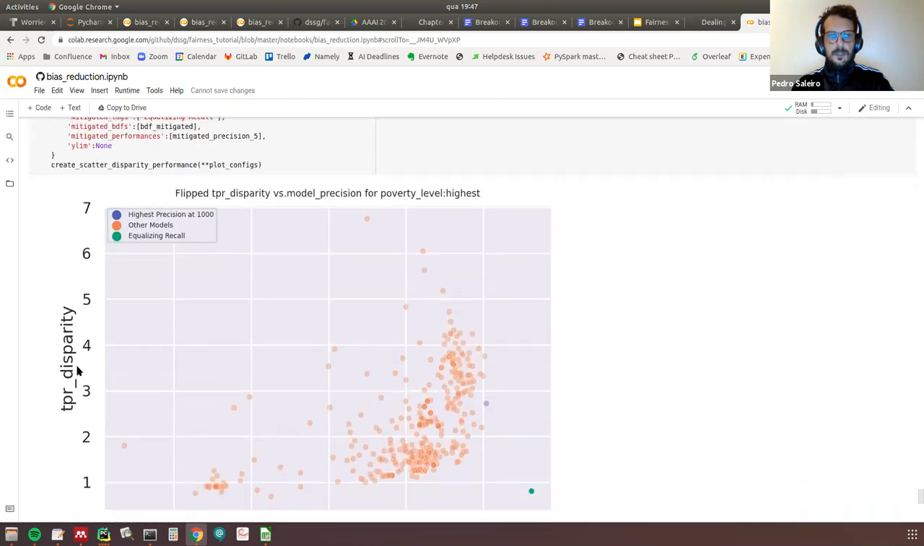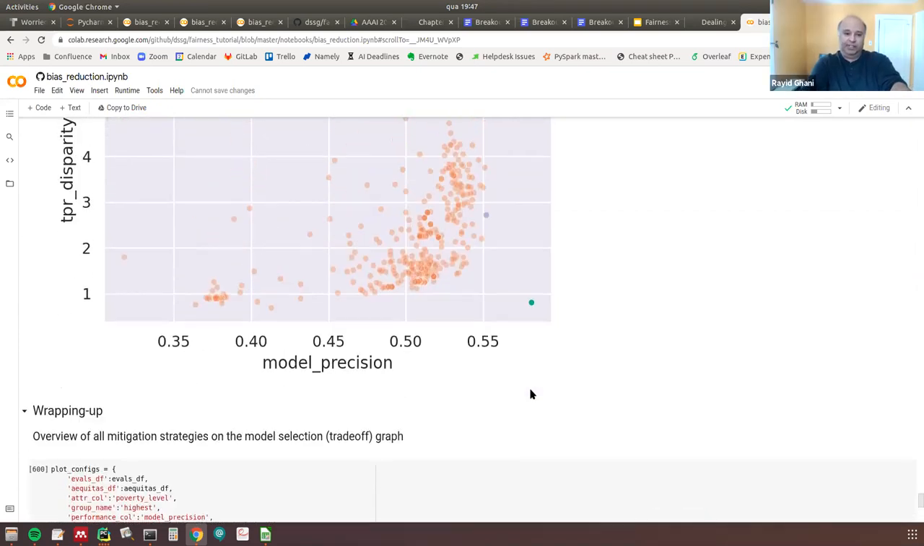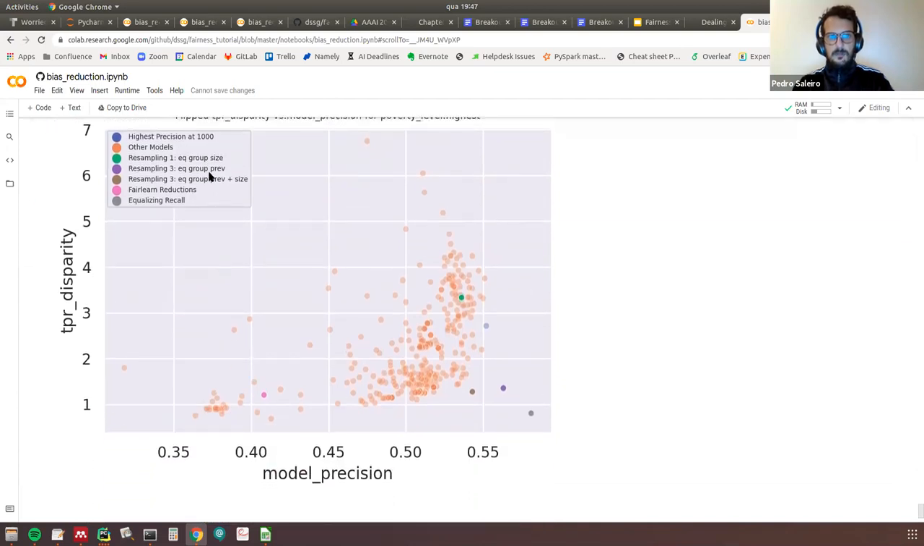And now let's have a look at where we get here. So actually far away from previously. Yeah, and now there's some noise. And now a wrapping up of all the methods we tried. The colors are a little bit different, so we have these colors for the various methods we tried: initial best model, sampling on the groups, sampling on the prevalence, on the group and prevalence, and the equalizing post-hoc adjustments, equalizing recall, we get here. And maybe I'll stop sharing.